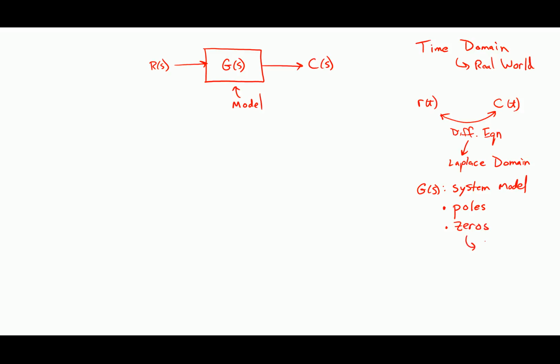Zeros are where G of S equals 0. Poles are where G of S magnitude at least approaches infinity. Okay?